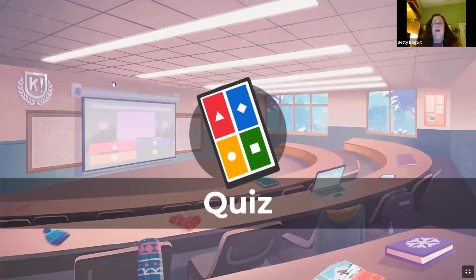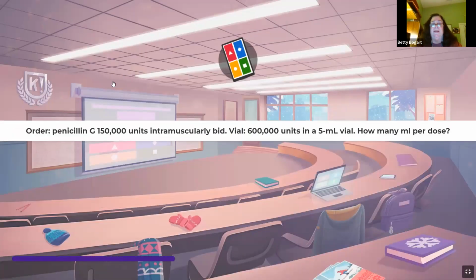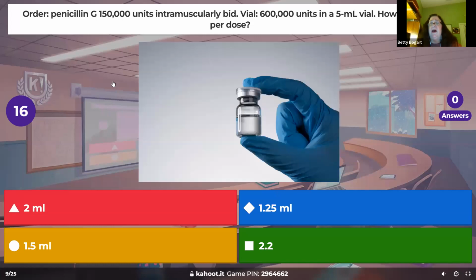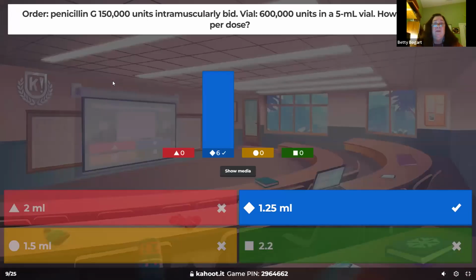Let's do another. Order penicillin, 150,000 units IM BID, and you have 600,000 units in a 5 mL vial. Again, what do you have? What do you want to give? 150,000 units. What do you have on hand? Over 600,000 units. And then the quantity is times 5 mLs over 1. Multiply 150,000 times 5, divide it by 600,000. Answer 1.25. Are people following me there?